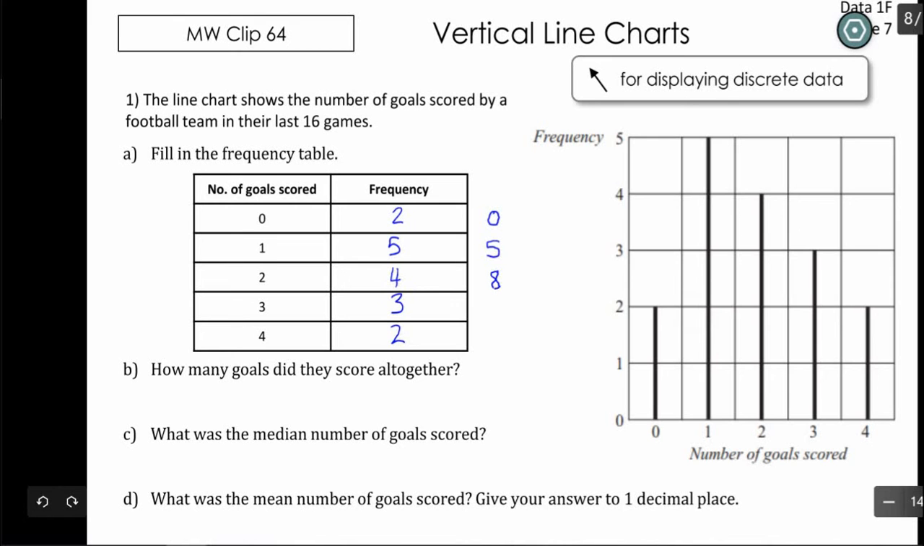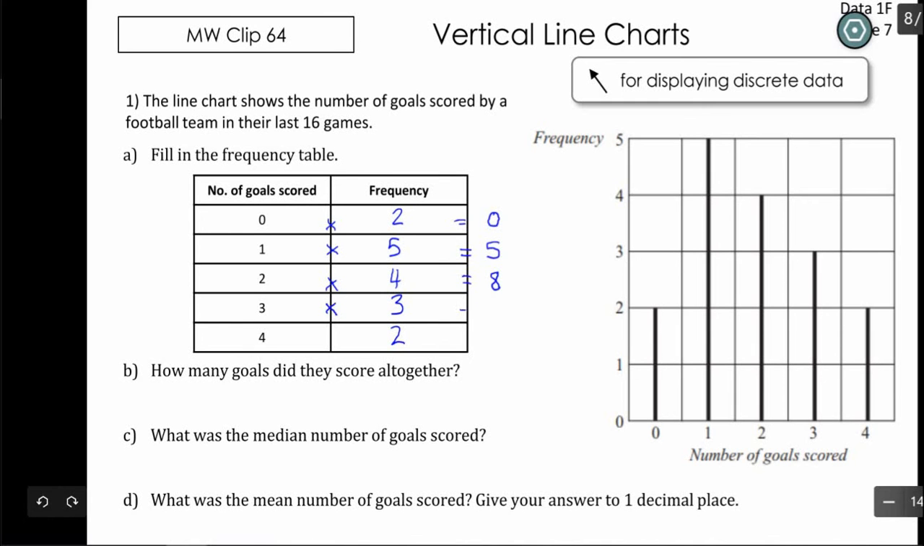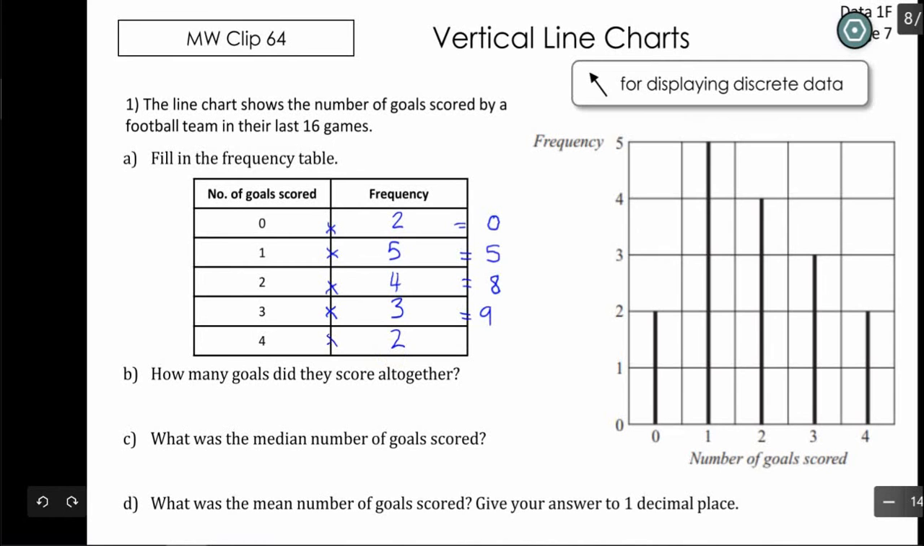And what you probably notice we're doing is timesing these numbers together to give the total number of goals scored. So if 3 goals were scored 3 times, then altogether that's 9 goals contributed by those games. And finally, if 4 goals were scored twice, then that's another 8 goals. So altogether, the number of goals scored is what we get when we add these up. So 5, 13, 22, 30 goals scored altogether.